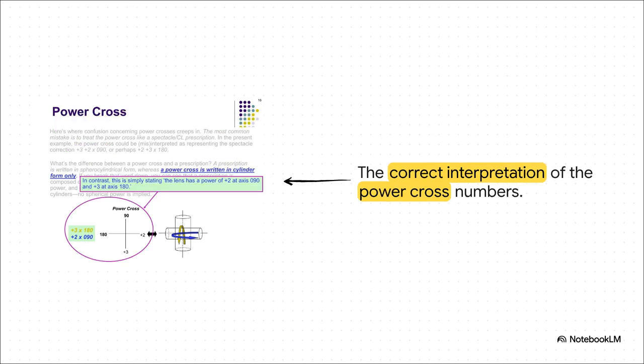So, what's the fix? The crucial takeaway here is that you must read the cross literally. When you see a +3 at the bottom and a +2 on the side, do not try to combine them in your head. This diagram simply and purely states that the lens has a raw, absolute power of +2 acting at axis 090 and a raw power of +3 acting at axis 180. You have to treat them as isolated physical realities.